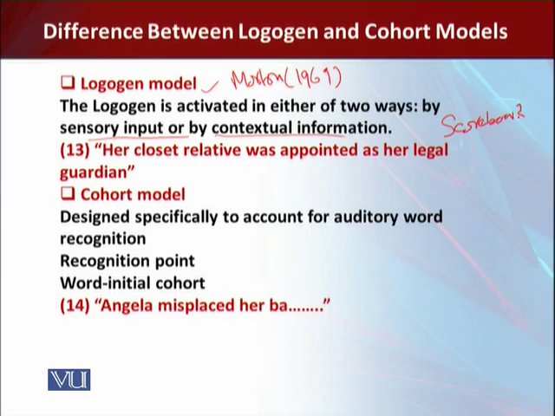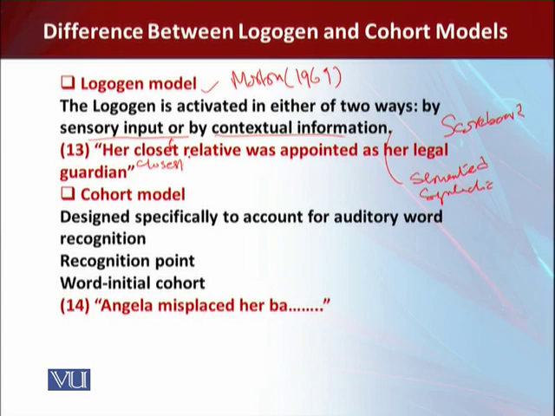activation. So in the contextual information, two areas can influence. One is the semantic and the other is syntactic. Now looking at this sentence: his closest relative was appointed as her legal guardian.